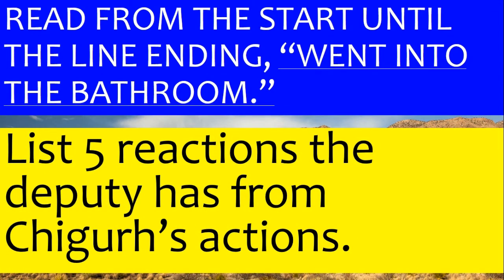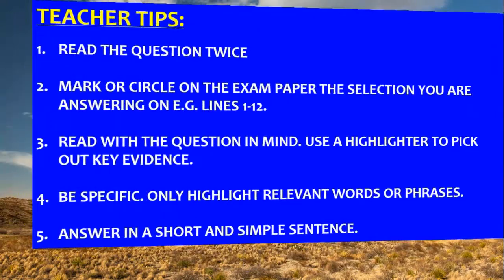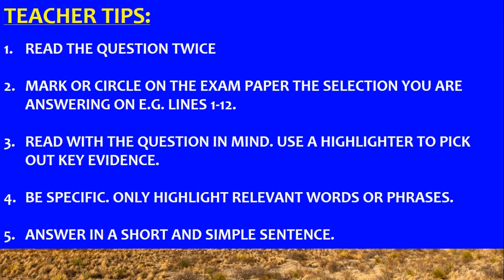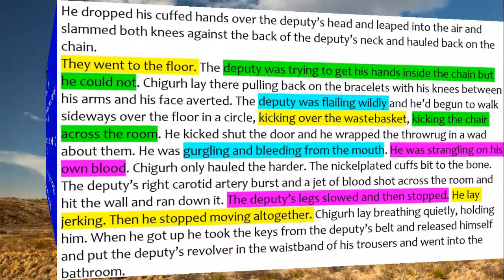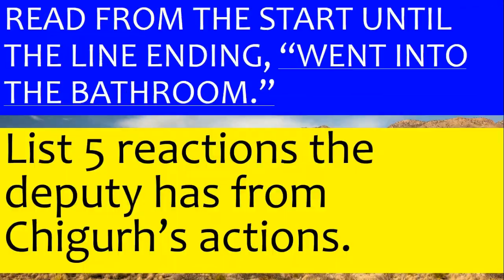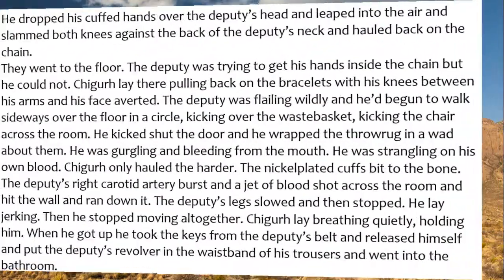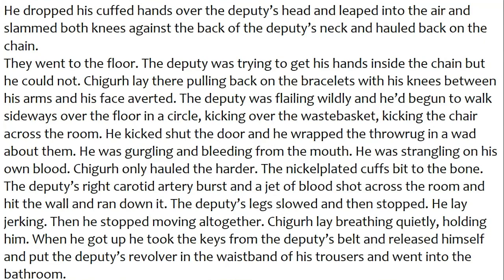Okay, so again, the question is, from this extract, list 5 reactions the deputy has from Shagir's actions. Remember the tips: read the question twice, mark where you're going to write, highlight key evidence but not lots, and then answer in short and simple sentences. So go back to the extract. The question is, list 5 reactions. If you want to pause the video, do that now.